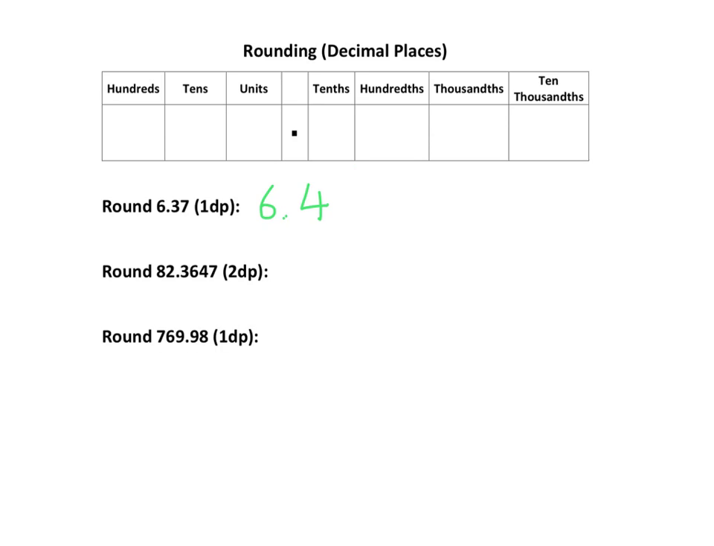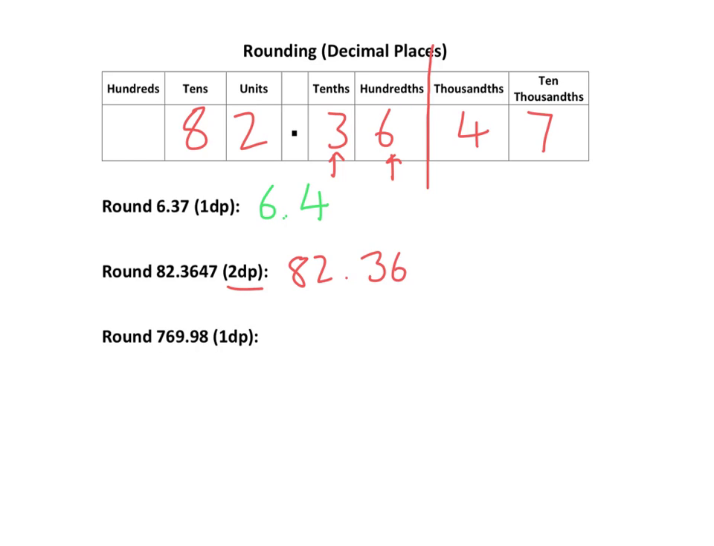Now, like I say, it's the same principles as when we were rounding before. So, round 82.3647. That says to 2 decimal places, so I need to count 1, 2, so I'm going to be rounding at that point. Alright, now the 6 is followed by a 4, so that's less than 5, isn't it? So we do 82.36.